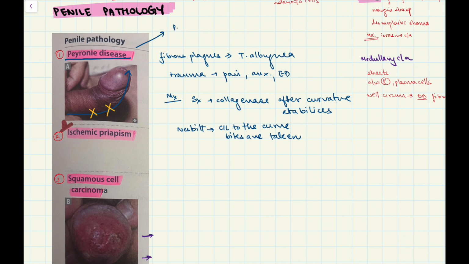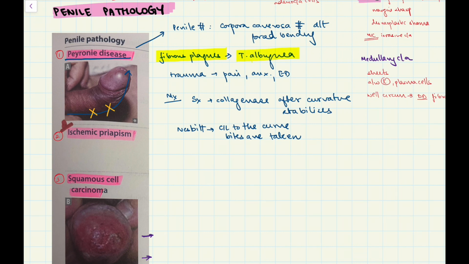It is distinct from penile fracture, because in penile fracture what happens is that there is rupture of the corpora cavernosa due to forced bending, right? While Peyronie's is the deposition of fibrous plaques in the tunica albuginea.